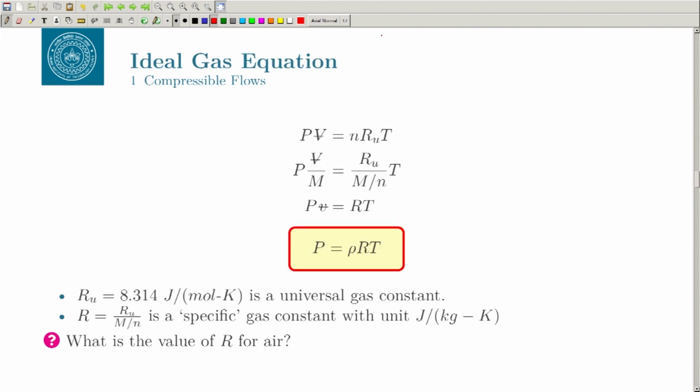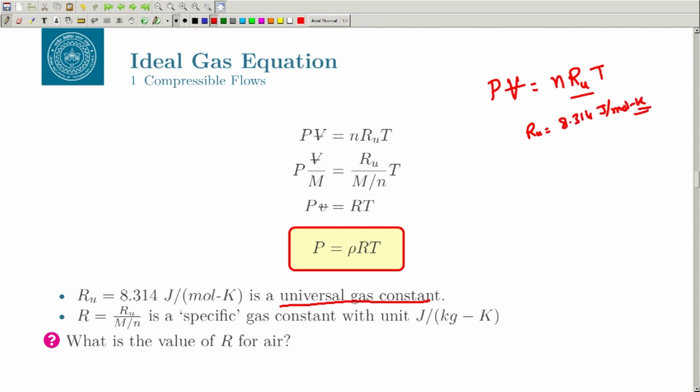Now go to the perfect gas. As you might have read, the expression is PV equal to n Ru T, and I am using the symbol Ru because I am calling it the universal gas constant. What is the value of Ru? It is equal to 8.314 joule per mole Kelvin.